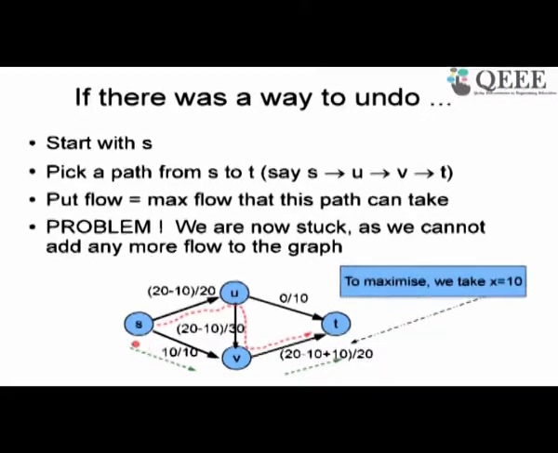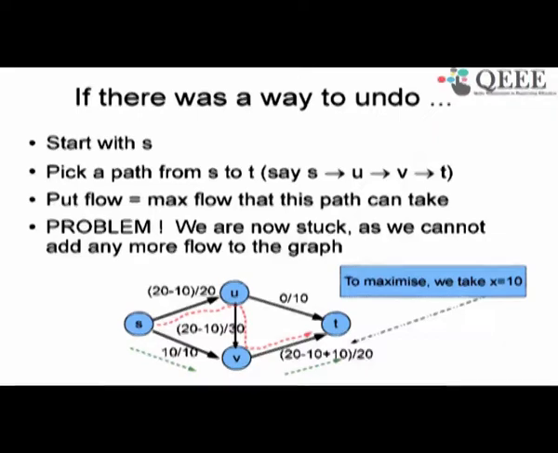Now obviously if I want to choose some value for x, I will choose 10, because there is no reason to choose anything less than x, 10. So let's say I choose 10. So I have x equal to 10, which means that 10 units of flow are going like this. This edge is now saturated: 20 minus 10 plus 10 is equal to 20, so it is saturated. On this edge I am now carrying 10, on this edge now I am carrying 10, and on this edge I am carrying 0.